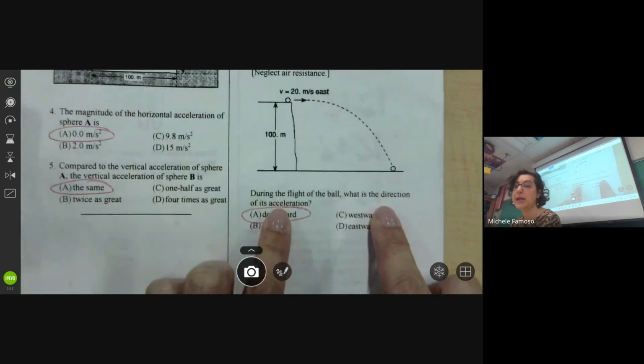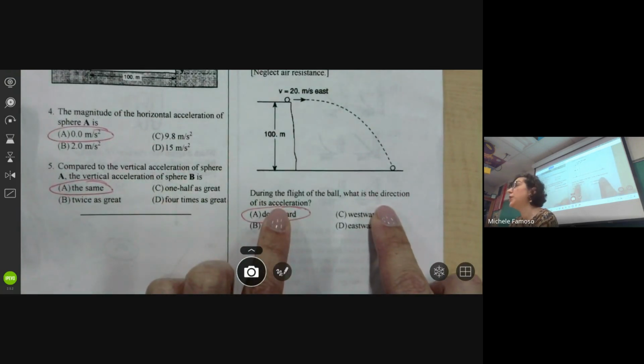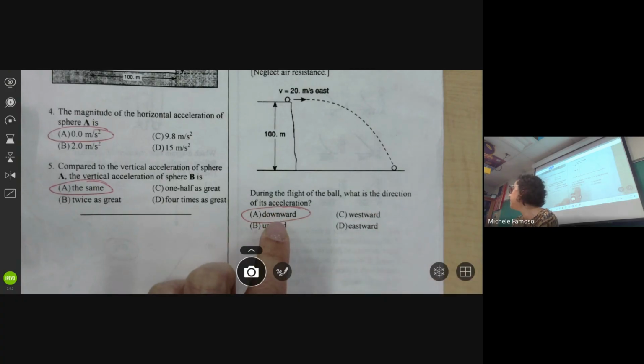Number 7 says, what's the direction of the acceleration? The acceleration is always gravity. Which way does gravity always point? Down. A.